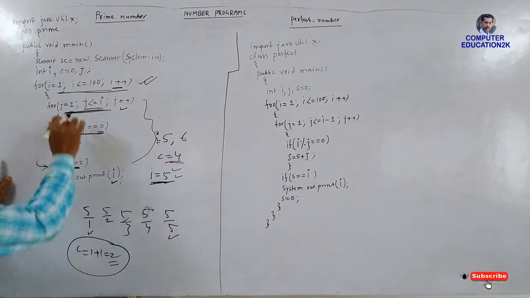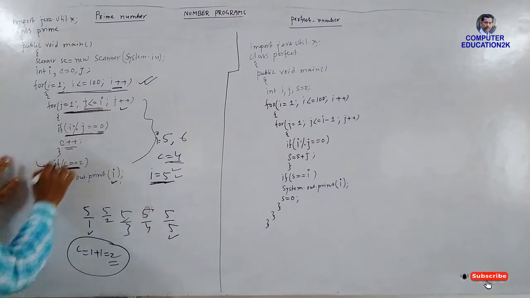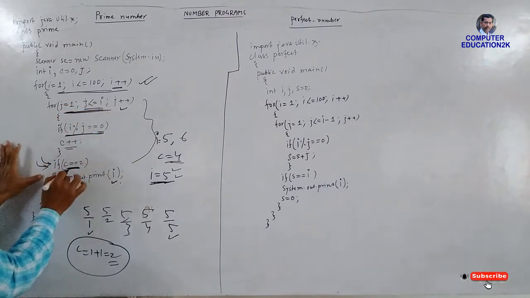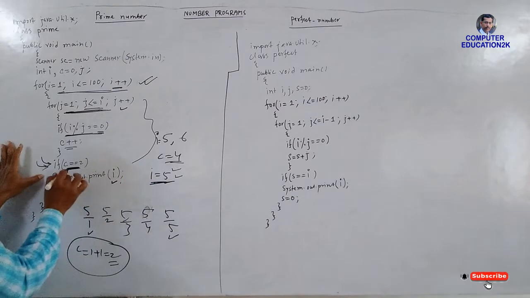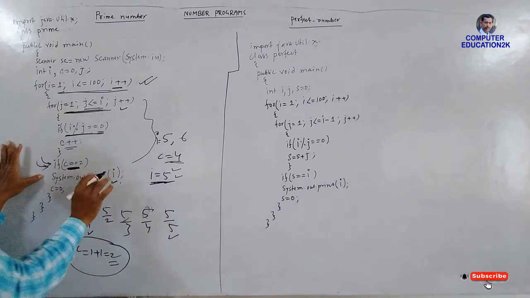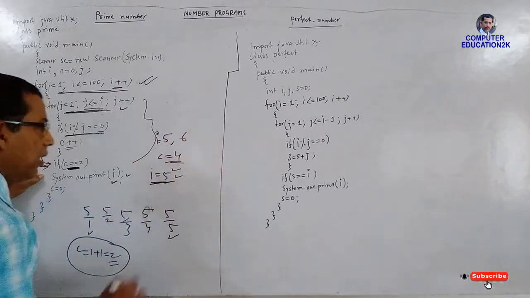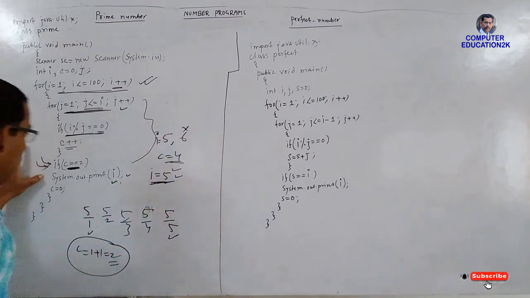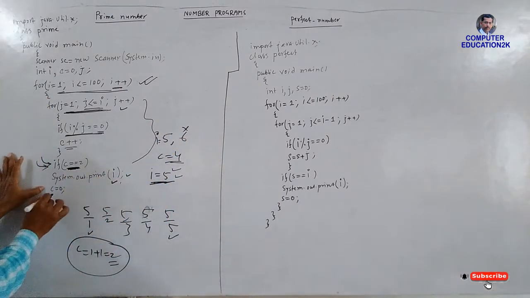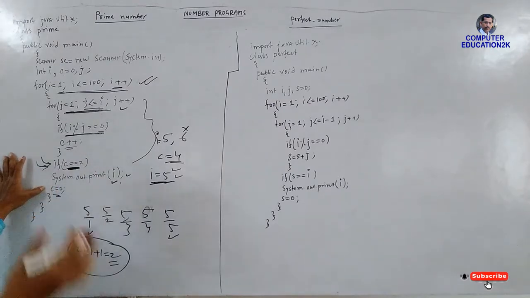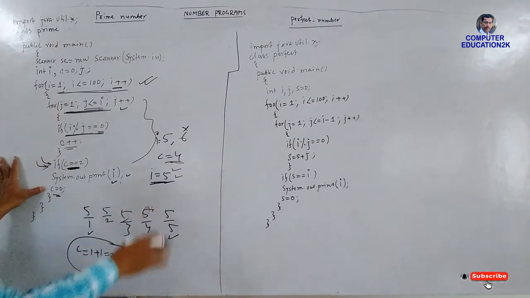Okay. And when this loop will finish, control will come back to here and it will check here. C is 4 now. Is this condition true? Condition is not true. Then the value of I will not be printed. 6 will not be printed. Okay. Then C will be 0 for the next number.